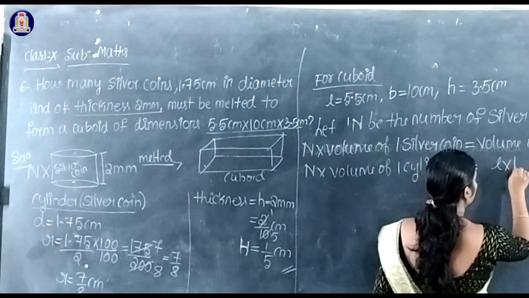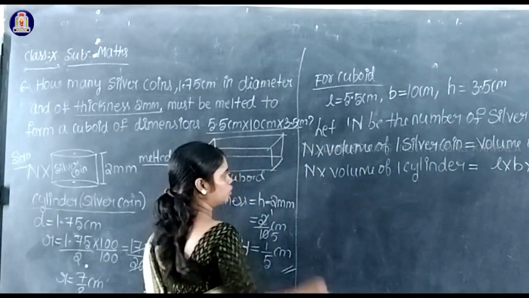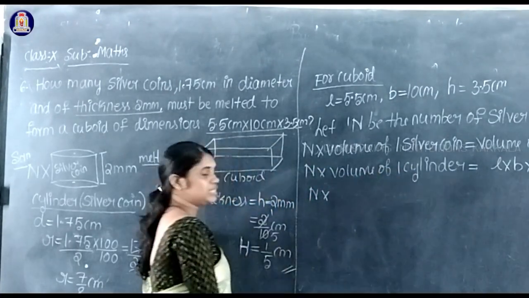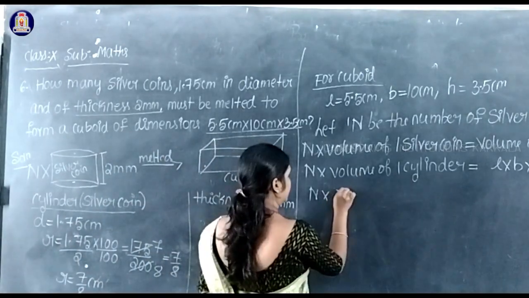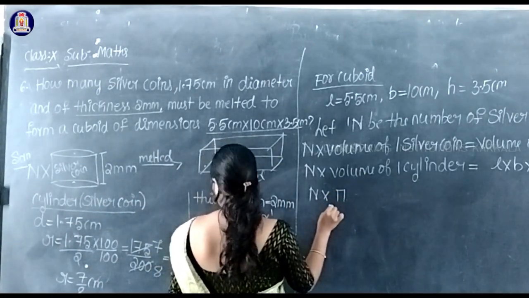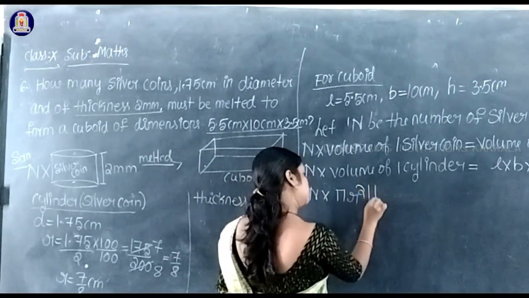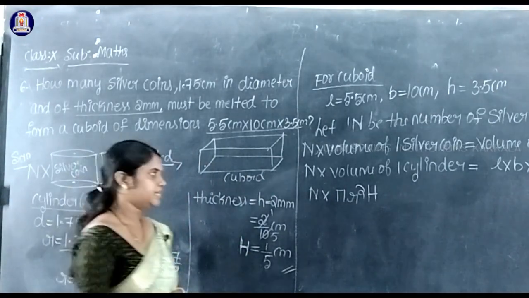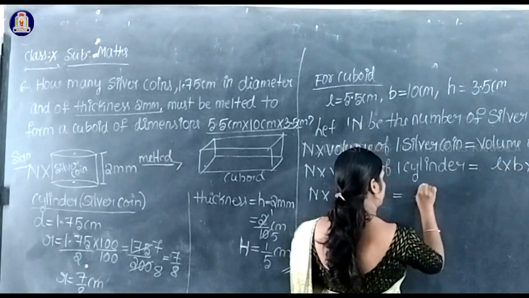What is the formula? LBH. The formula is LBH. Okay. So n into, what is the formula for the volume of the cylinder? Volume of the cylinder is given by pi r square h. Okay. Pi r square, I'll use capital letter H because the height of the cylinder is capital letter H here. This is equal to L into B into H.